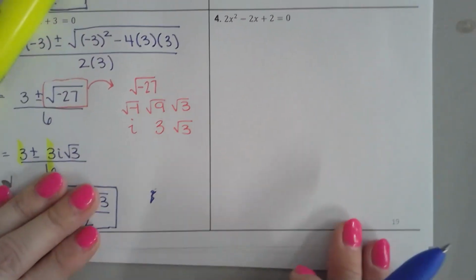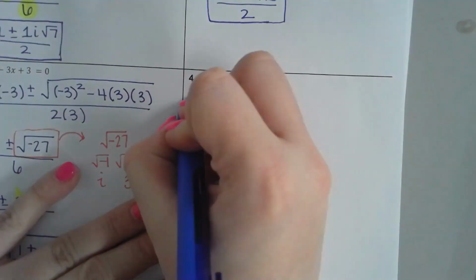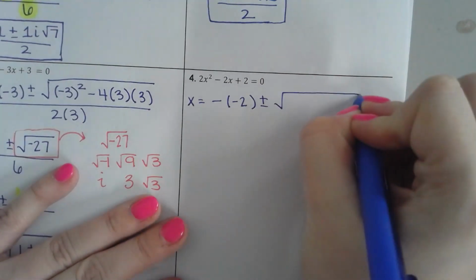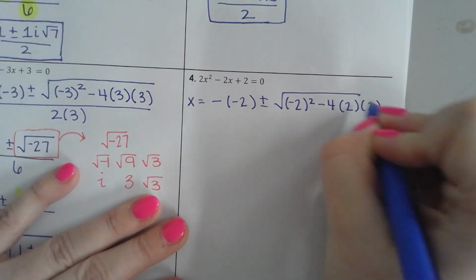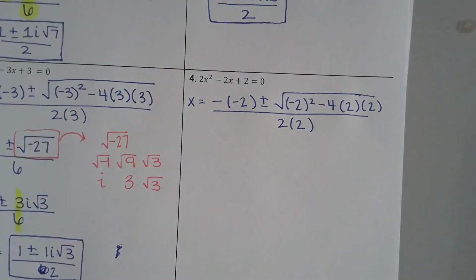Alright, number 4 I'm going to do with you, and then there's 4 on the back that you're going to do by yourself. I'm going to go ahead and fill in. Get all these 2's. We have -2 plus or minus the square root of -2 squared minus 4 times 2 times 2 all over 2 times 2.